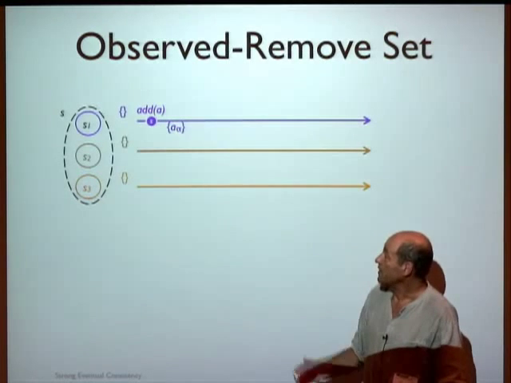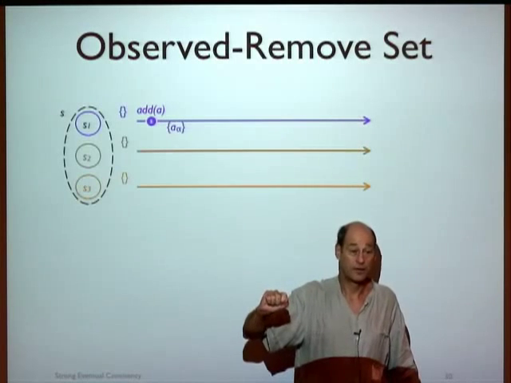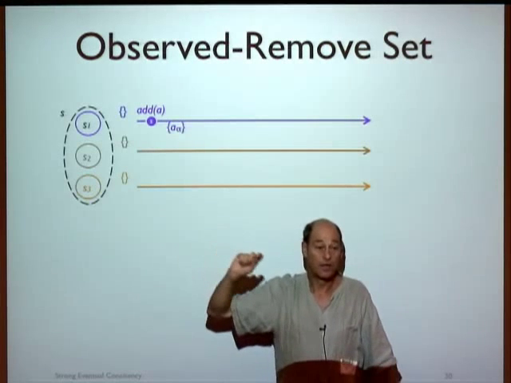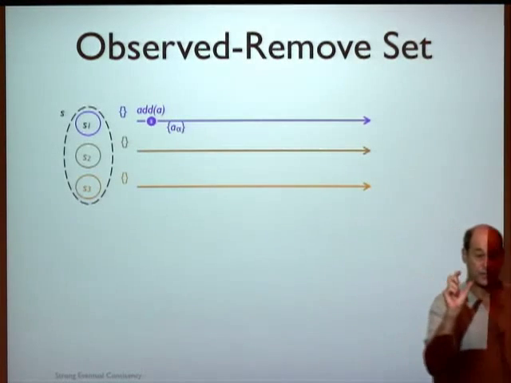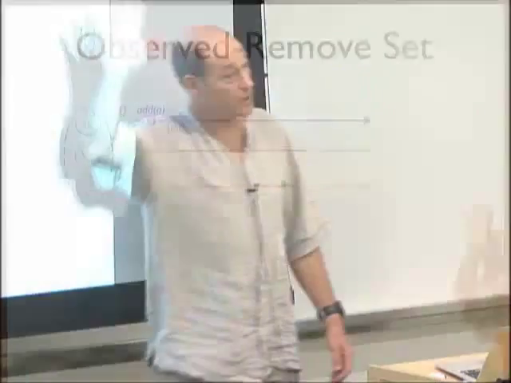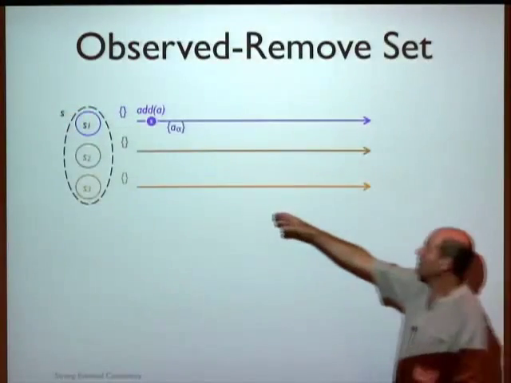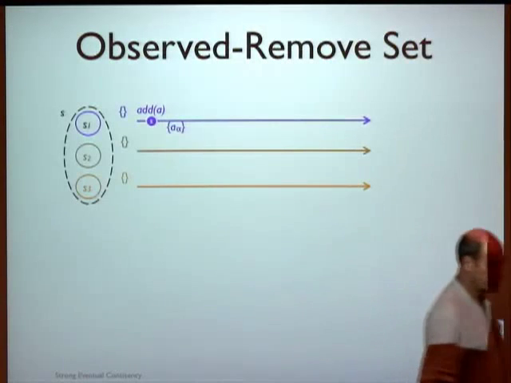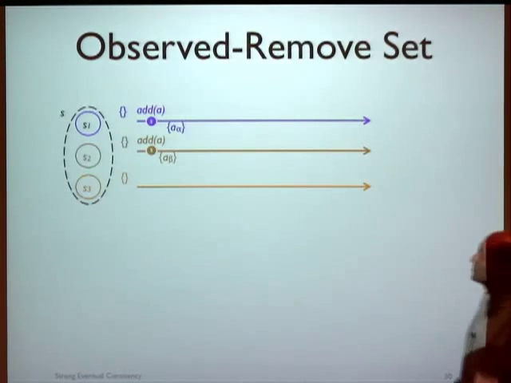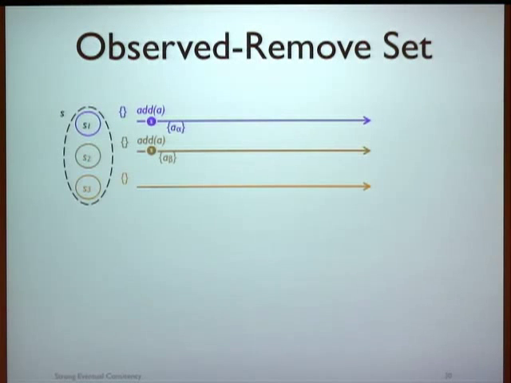But internally, I have to distinguish these different adds. So I'm going to internally add some unique identifier that is going to distinguish different instances of A. Externally it's all A, but internally I make a difference. Here I have A with subscript alpha, which is my unique identifier for this particular instance. And this replica is also going to do an add A, distinguished by a different unique identifier.